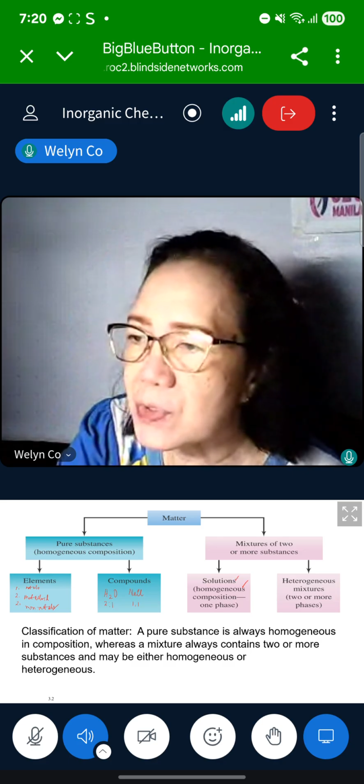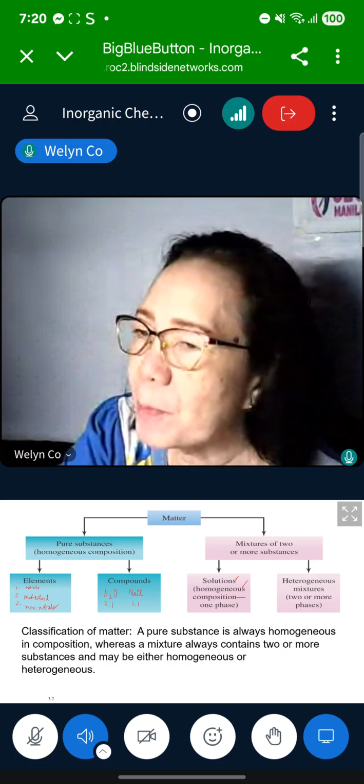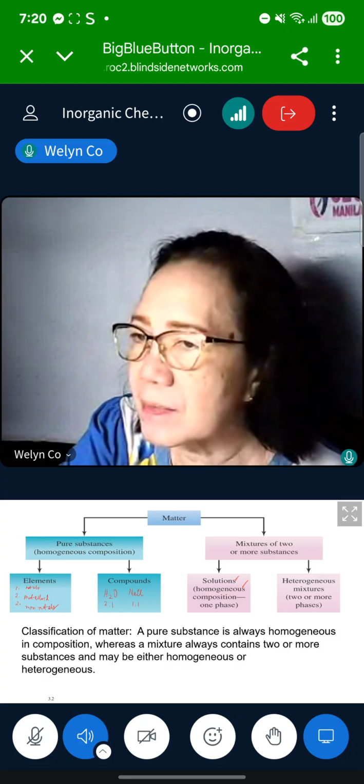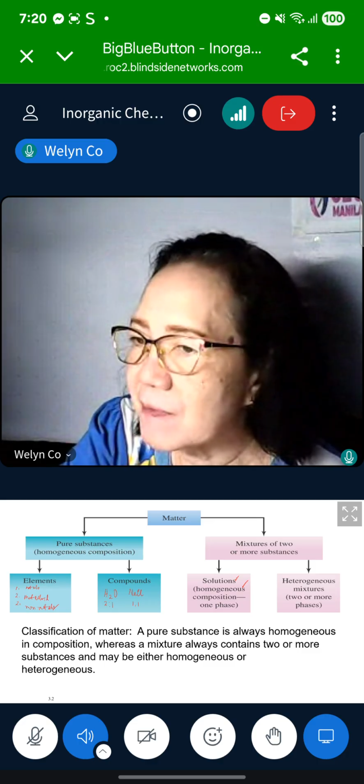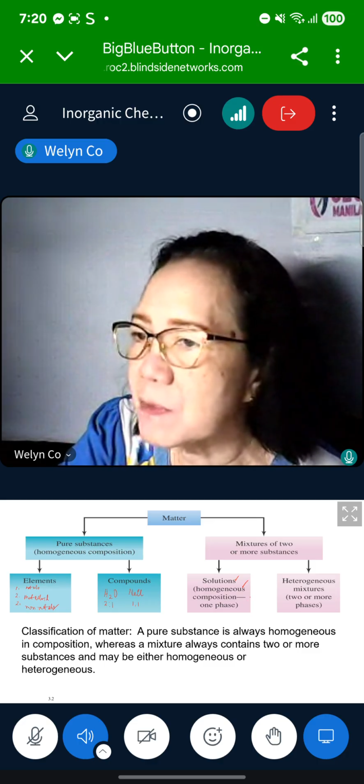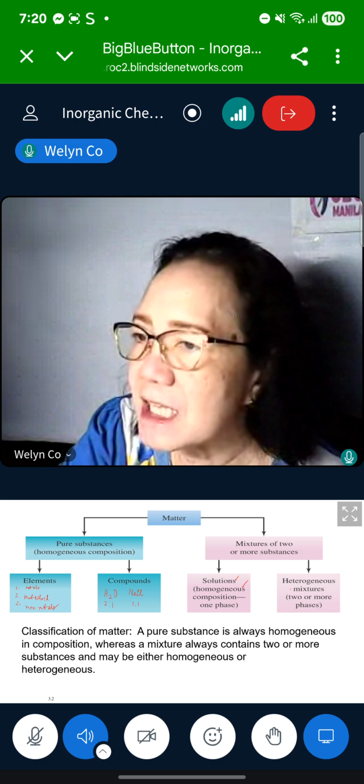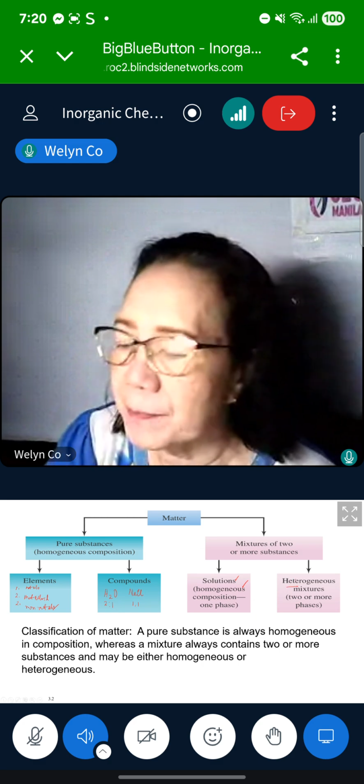So heterogeneous mixture is the components that are in varied composition, wherein you can see and identify each of the substances before and after mixing it. And this is your heterogeneous mixture. Okay?